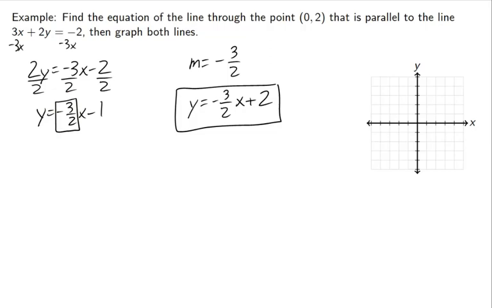However, since they've asked us to graph both lines, it will help us that we wrote it in slope-intercept form. So we have negative 3/2 x minus 1 is the first line. So minus 1 is my y-intercept. The slope is negative 3 over 2. And so my line is going to be like this.